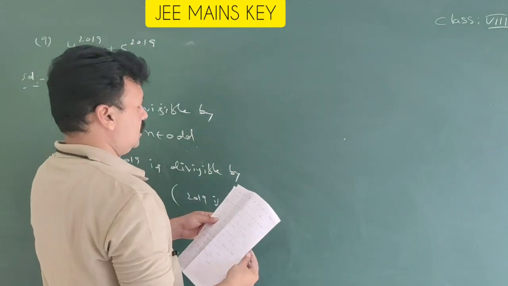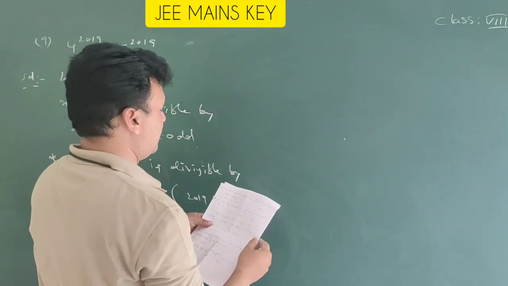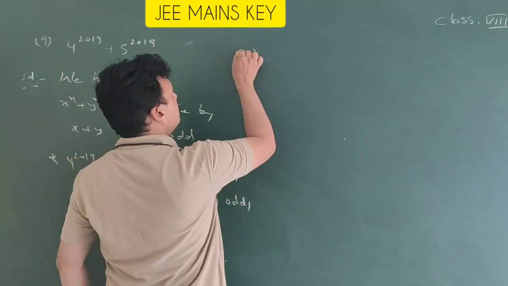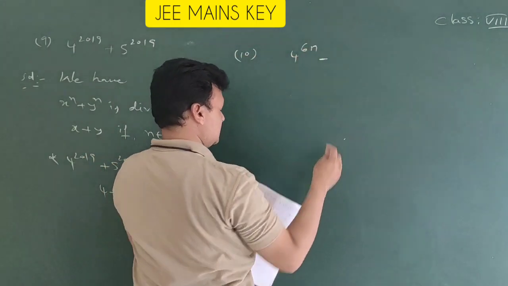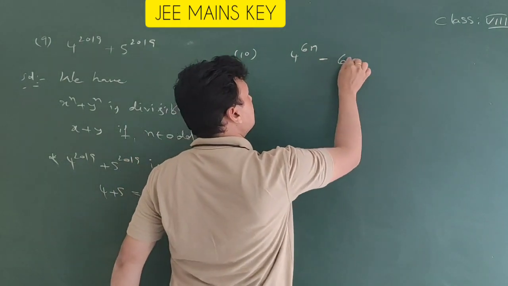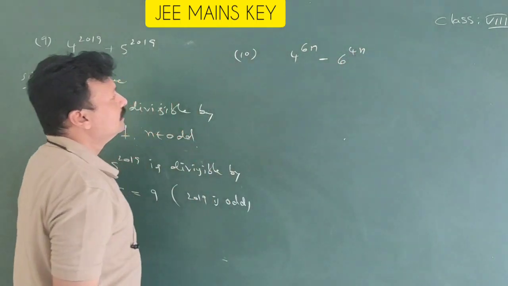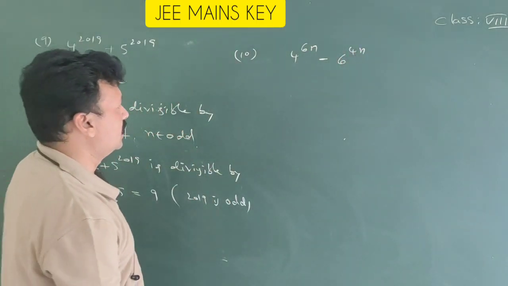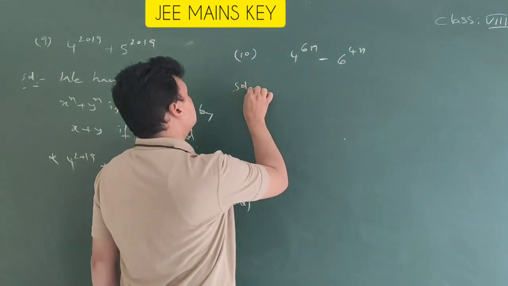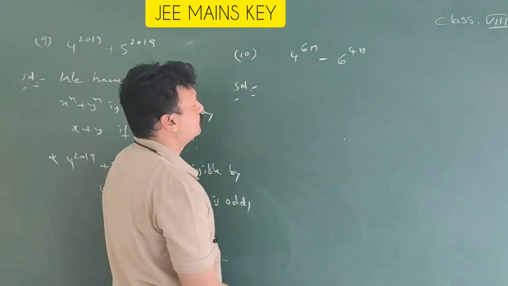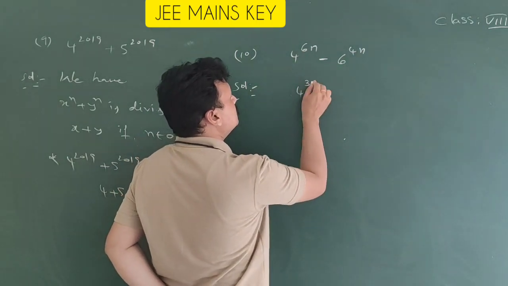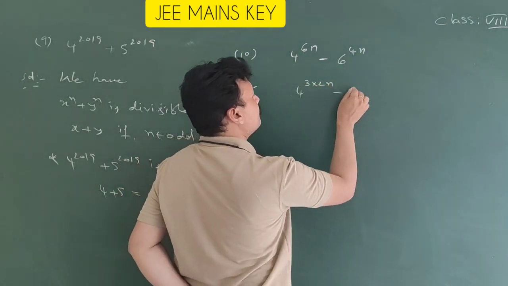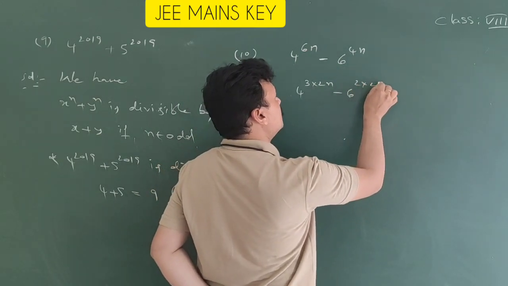Next, which is not a factor of 4 power 6n minus 6 power 4n? So first of all, we need to find which are the factors of this expression. Here 6 means 3 into 2, and 4 means 2 into 2, raised to n.